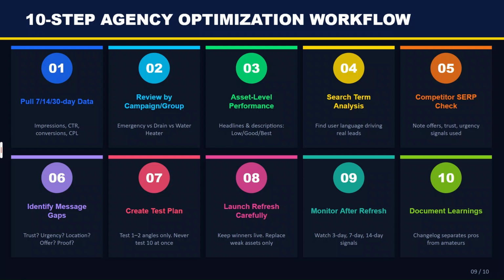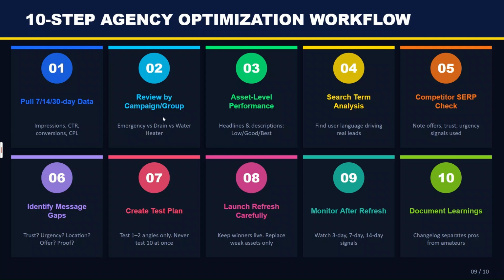All right, now let me give you the actual step-by-step process. This is how real agencies manage ad copy repairs every week. Ten steps. Let us walk through them quickly. Step one is pull your data. Look at the last 7 days, last 14 days, and last 30 days. You need all three windows because 7 days alone can be misleading.